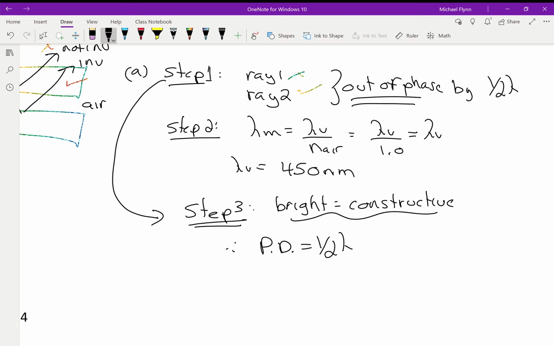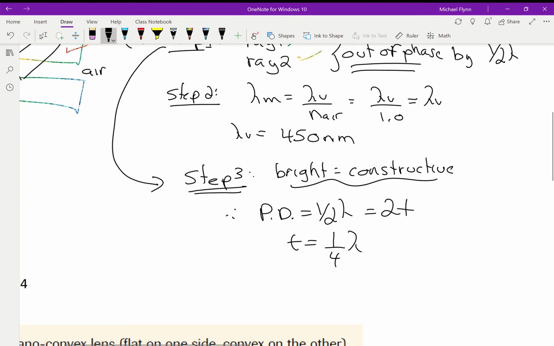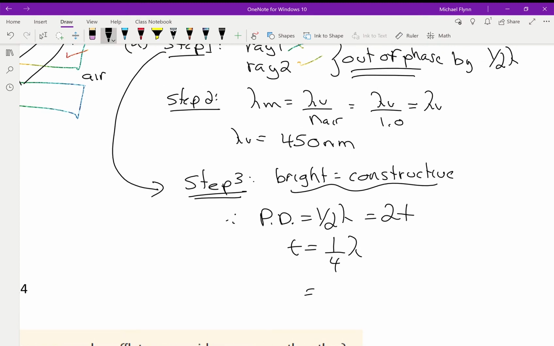So path difference, half of a wavelength, equals twice the thickness. Now, 2t, I'll just solve it for t. Let's pretend we're math geniuses. This would be 1/4 of the wavelength then. So I just have to take 450 and divide by 4. What is that? 112.5, right? 450 divided by 4.